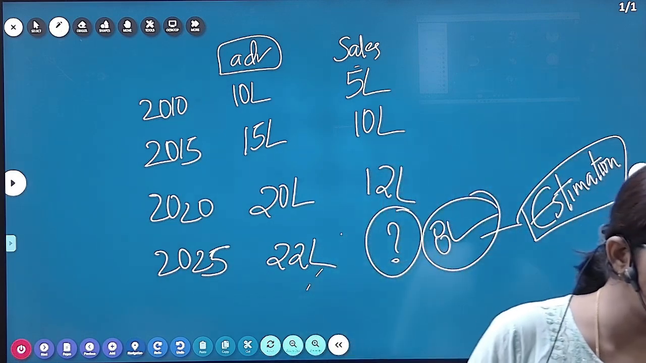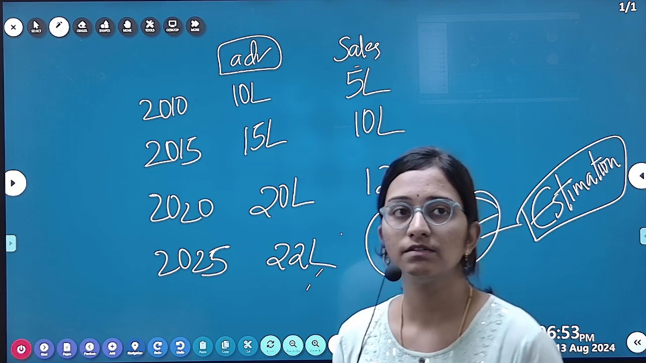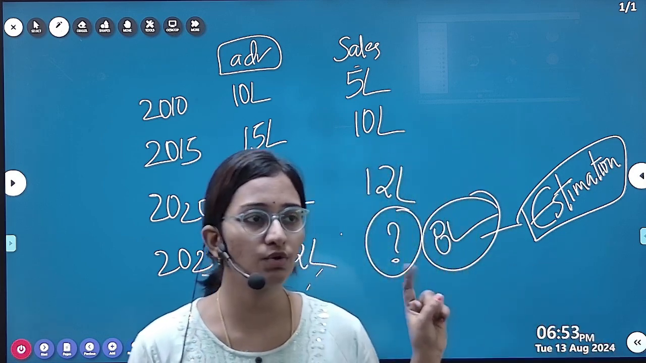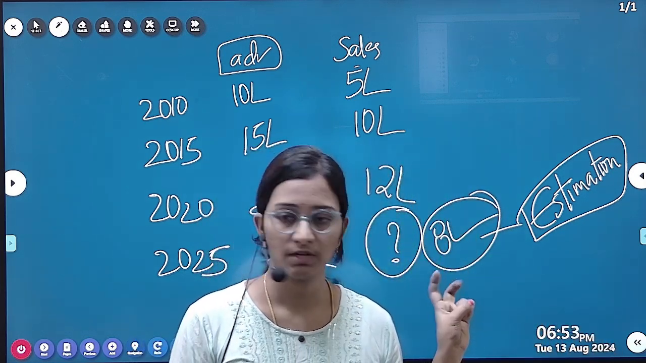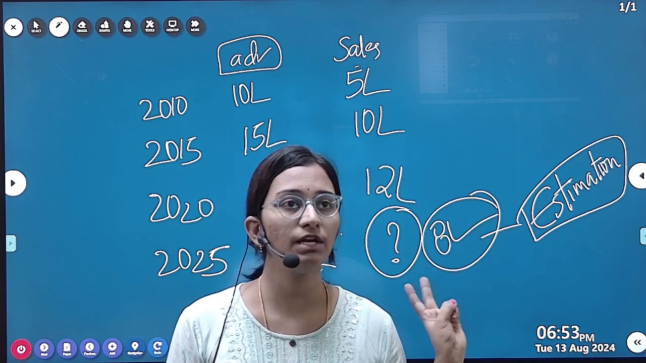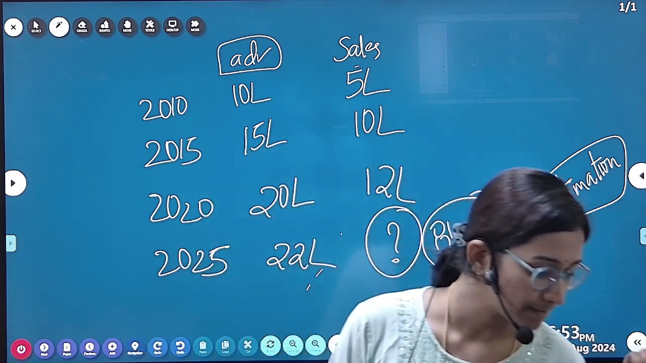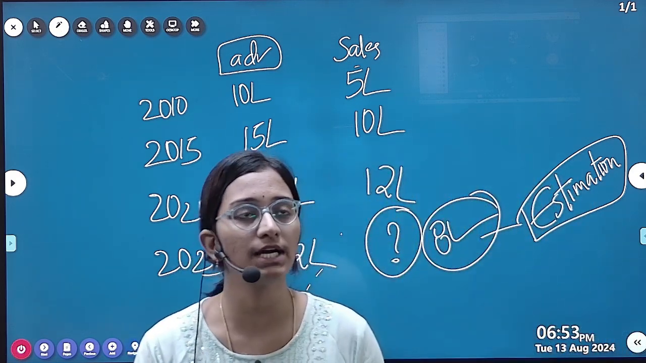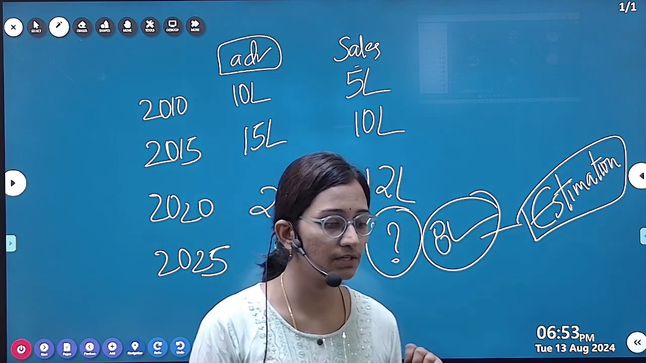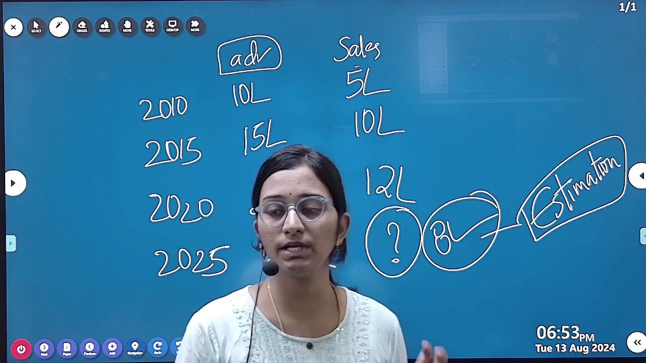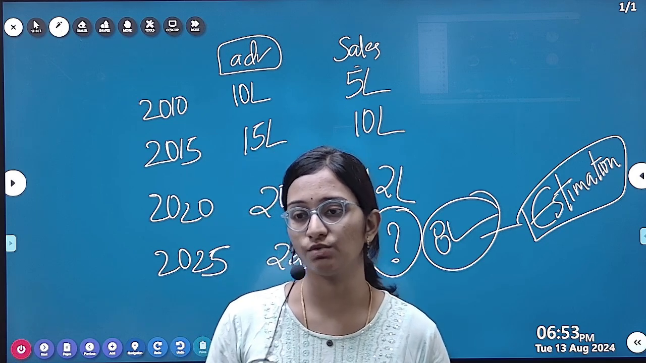So what are the steps for forecasting? First, we need to know for what we are forecasting. Then the period of forecasting. Third, the method of forecasting. Fourth, the information to be gathered, and from what sources.